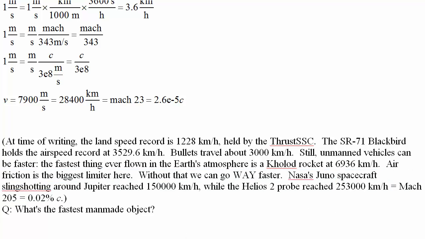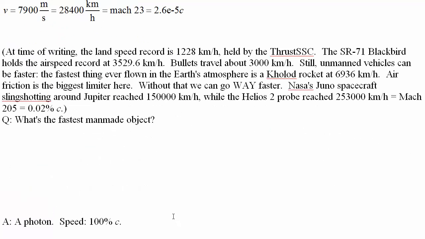So then, with all of this considered, what do you think the fastest man-made object is? Well, it's a photon. Speed 100% c.